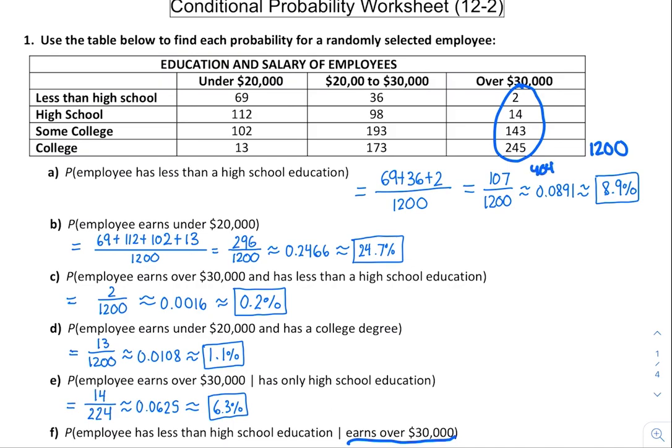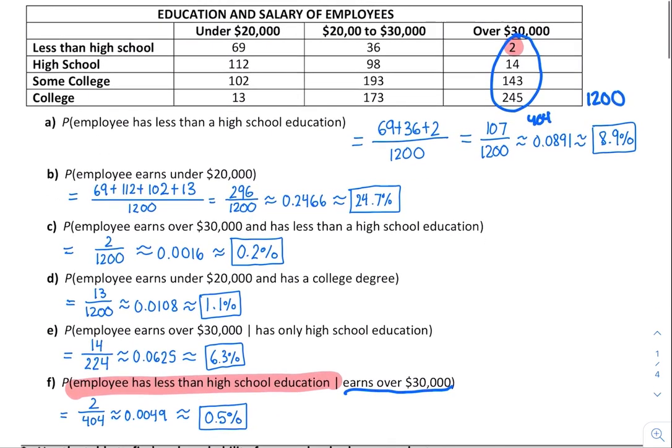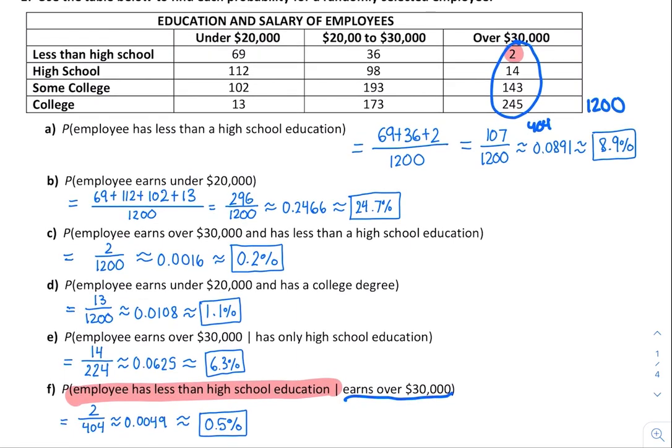Now that we have the given, we have to go for the other one. Employee has less than a high school education. Within that given statement, the one that has less than high school education is that 2. So it's going to be 2 over 404. Put it in your calculator, move the decimal place over to the right 2, and you get 0.5%.